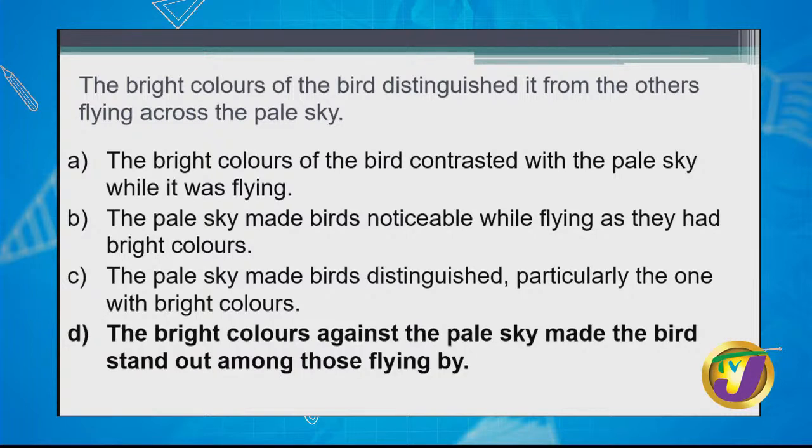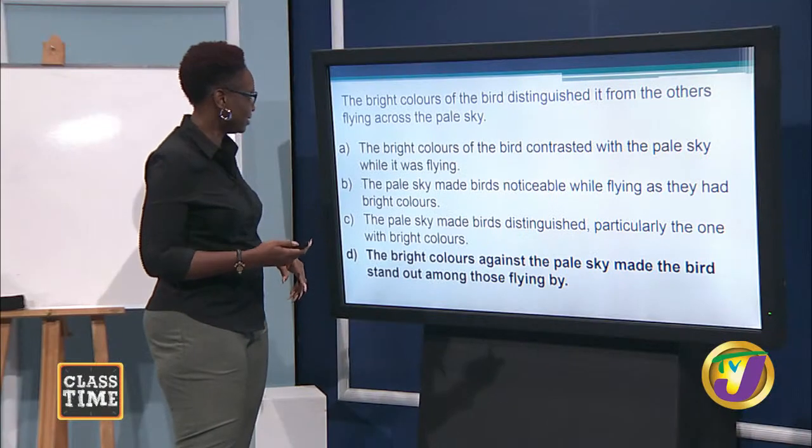Yes, you are correct. The bright colors against the pale sky made the bird stand out among those flying by. So this bird, because of its bright colors, stands out among the other birds. You have to mention the fact that this bird and the other birds are contrasted somehow. And then you bring in the backdrop of the sky. The rest of them really focus more on showing you that the bird is visible, but it doesn't show you that this bird, more than the other birds, is visible. All right, so let's continue.